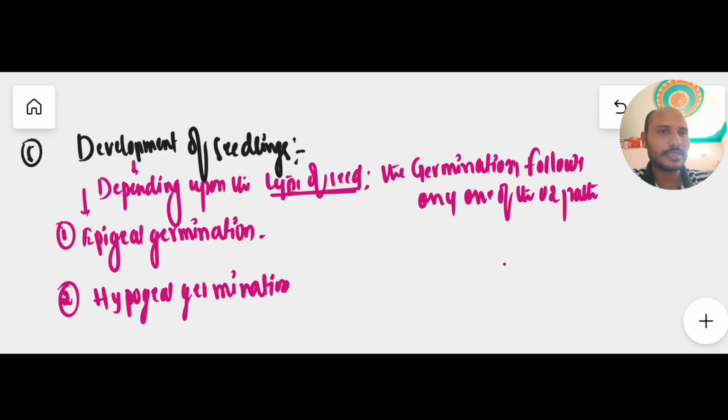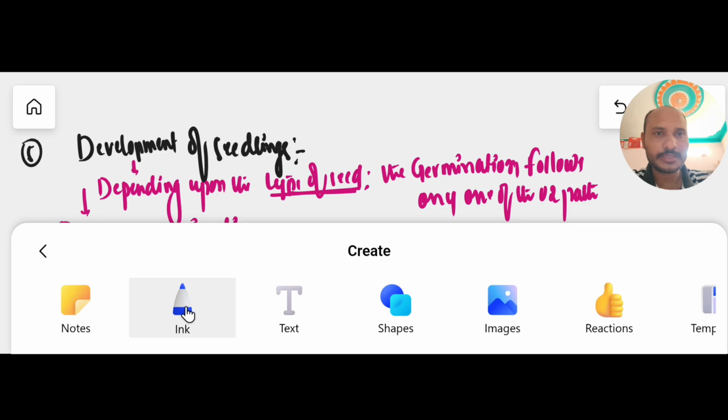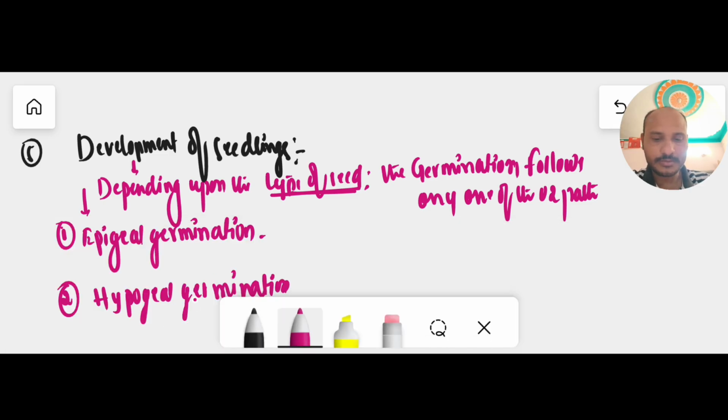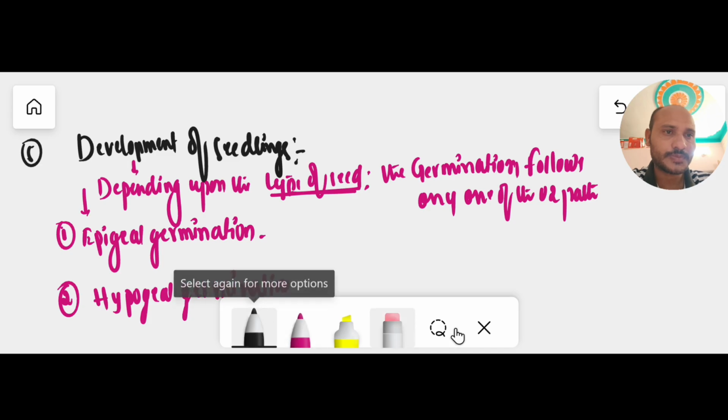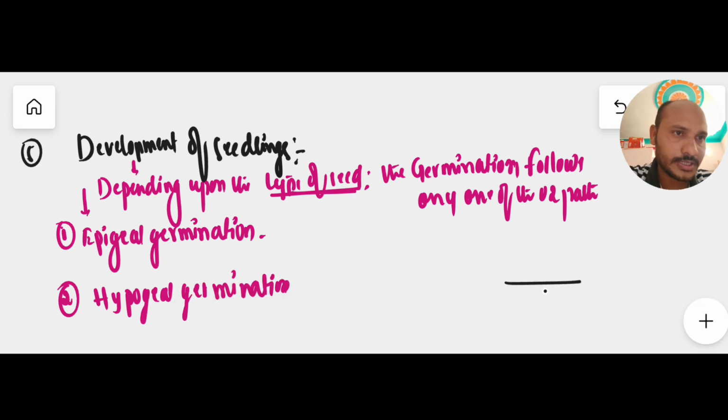In epigeal germination, the cotyledons are pushed above the soil. For example, if this is the soil, here we have a seed, and the seed starts its germination like this. Then there is a stalk-like structure, the embryonal axis, and this embryonal axis pushes the cotyledons above the soil.